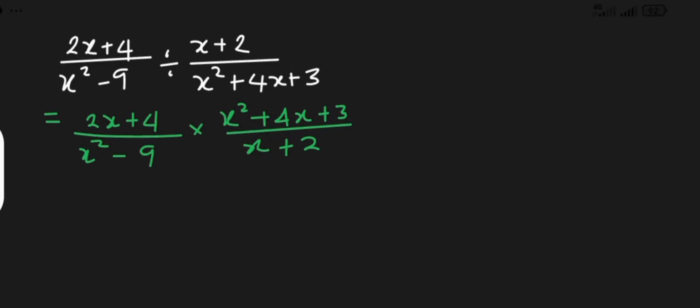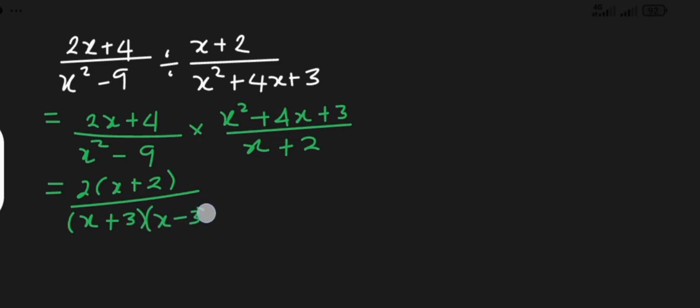And this is followed by factoring of the expressions that should be and can be factored. In the first fraction, 2x plus 4, 2 can be factored from the numerator. So we have 2 times x plus 2 in brackets. Its denominator is a difference of two squares. That's x squared minus 3 squared. That factors as x plus 3 times x minus 3.